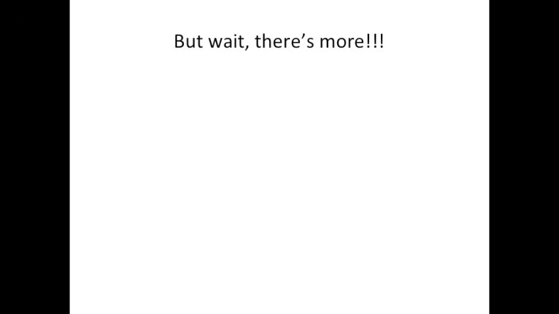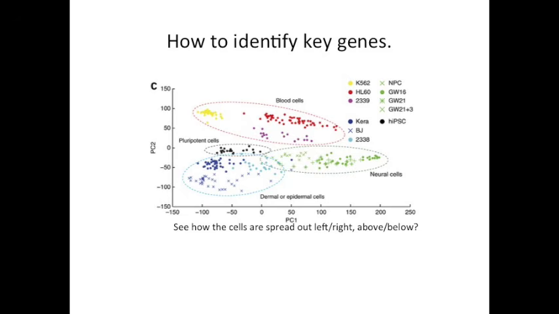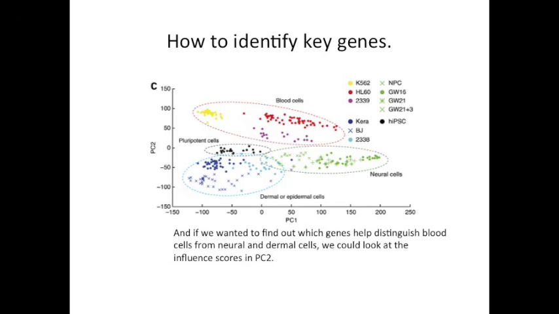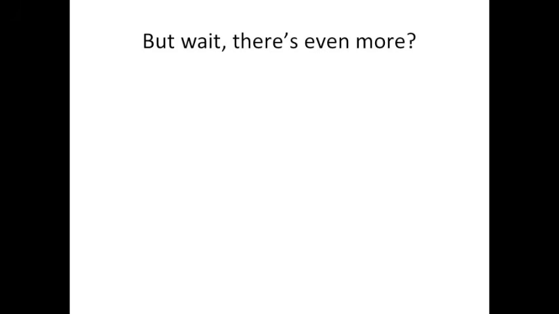And just like they say on TV, but wait, there's more! We can use the graph to identify key genes. Do you see how cells are spread out left and right, above and below? If we wanted to find out which genes had a big influence in putting dermal cells on the left side of the graph and neural cells on the right side, we could look at the influence scores on principal component number 1. And if we wanted to find out which genes help distinguish blood cells from neural and dermal cells, we could look at the influence scores in principal component number 2. But wait, there's even more?